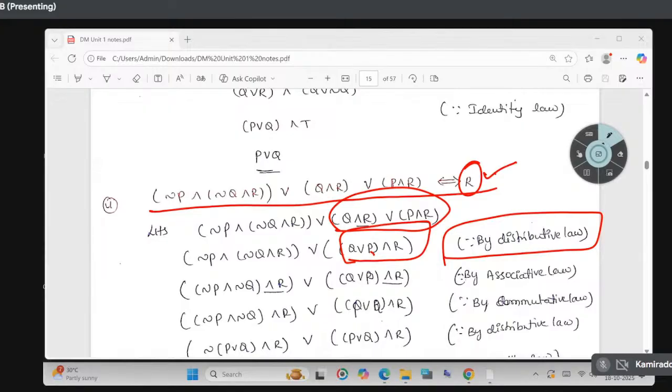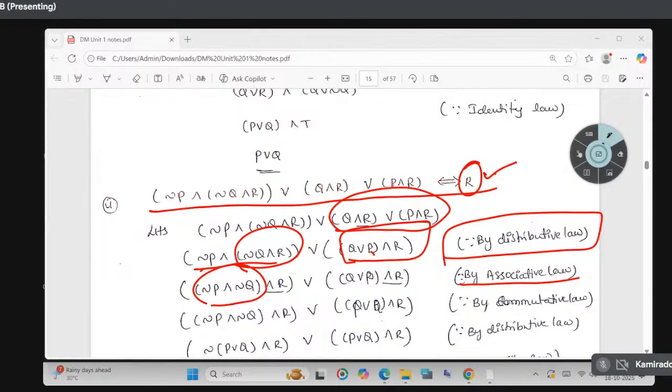Then what we are doing again, this step we are elaborating. This P and negation Q and R, this is how we are writing, with the help of the associative law. That is, P and Q and R is equal to P and Q and R. So here we have P and Q and R. How are we writing it? For what purpose? Our intention is to get the solution of only R.